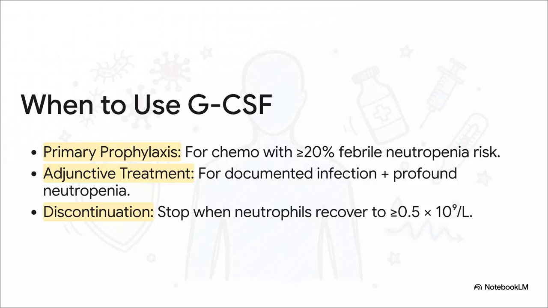We use GCSF in a couple of main ways. First, as primary prevention for chemo regimens that we know have a high risk, we're talking over 20%, of causing febrile neutropenia. And second, as an extra bit of help for patients who are already sick with an infection and are profoundly neutropenic. Now here's a really important point to remember. While GCSF definitely shortens the neutropenia, it hasn't been shown to actually improve mortality.